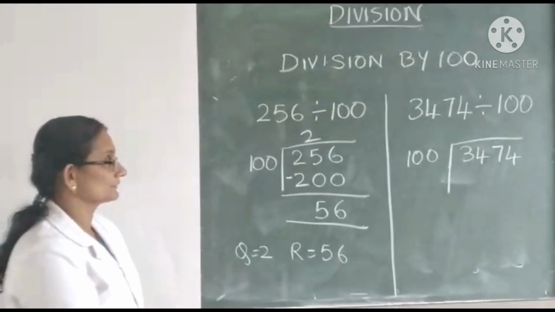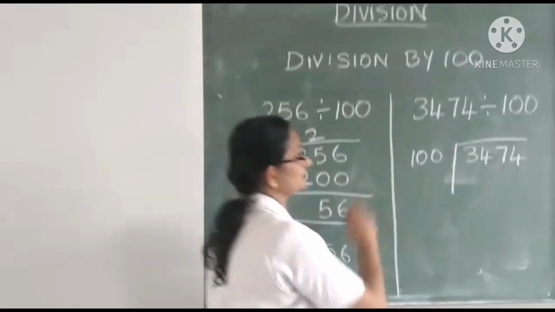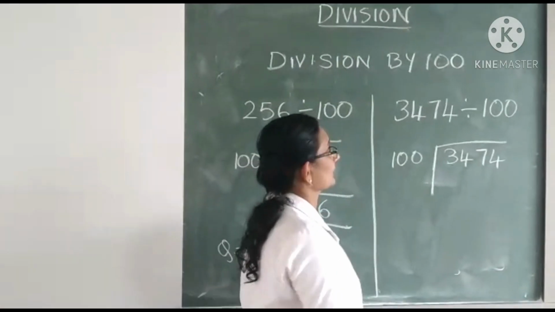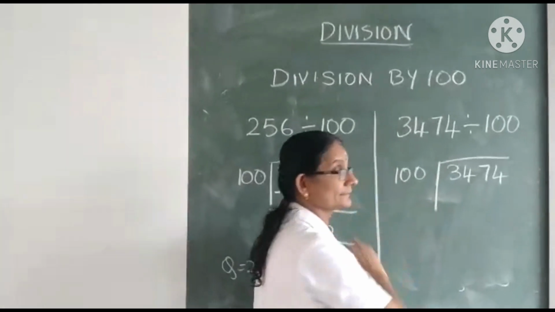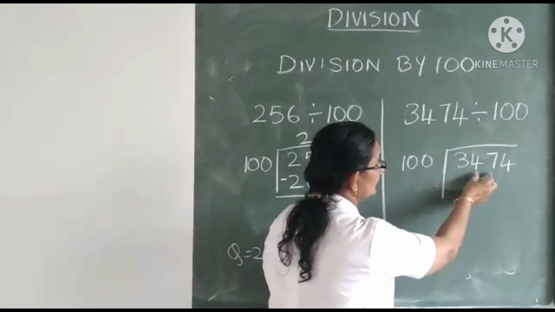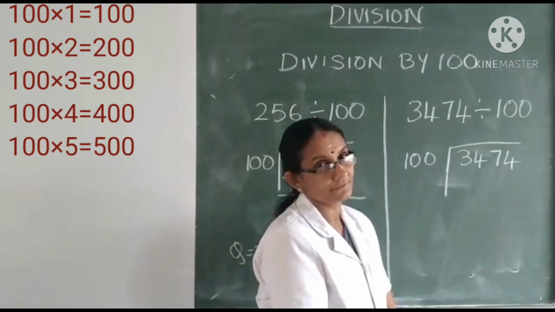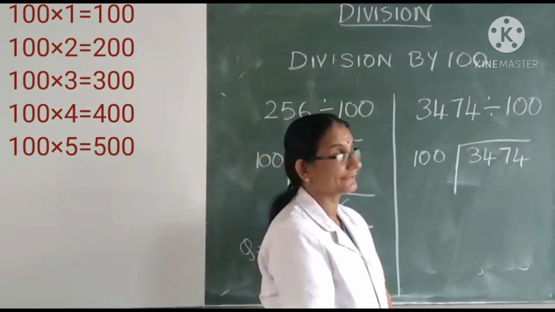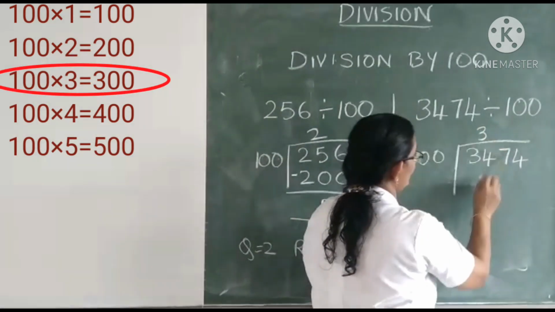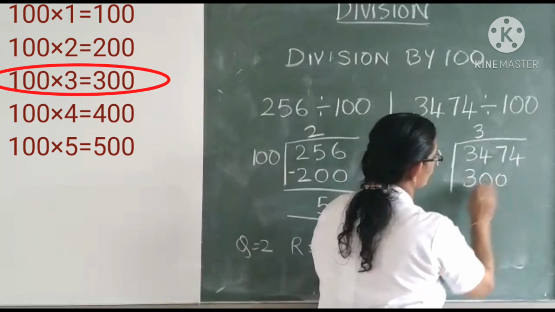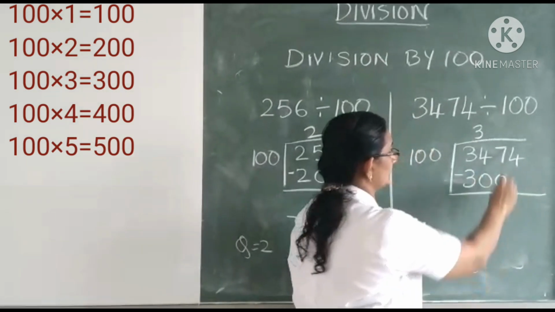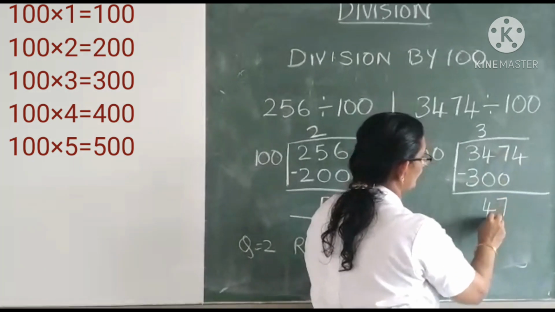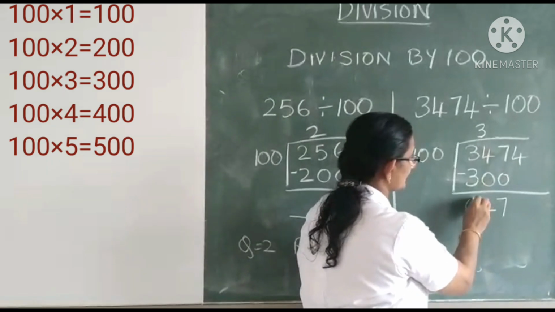Okay. Now let us go for another example. This is a 4-digit number and let us divide it by 100. Now because 100 is a 3-digit number, we have to consider the 3-digit number 347. So how many times will it go? Yes, 3 times, isn't it? So 100 3s are 300. Now subtract. 7 minus 0 is 7. 4 minus 0 is 4. And 3 minus 3 is 0.